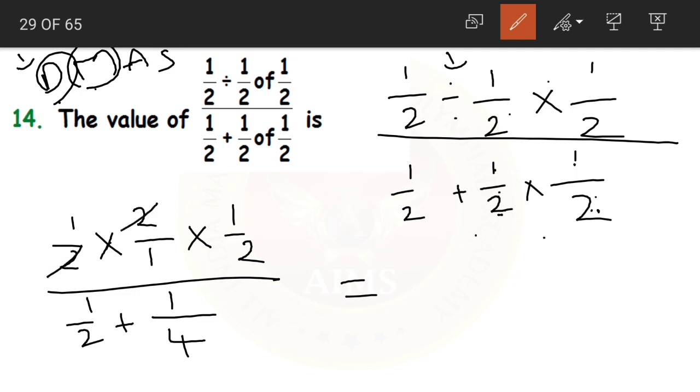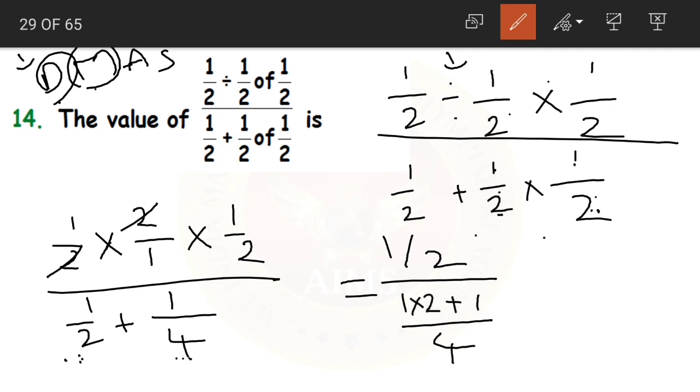Coming to the numerator, 2 and 2 get cancelled. What are we remaining with? We are remaining with only 1 by 2. And coming to the denominator, the denominators of the fractions are 2 and 4. So the LCM of 2 and 4 becomes 4. Yes, you can check. The LCM of 2 and 4 becomes 4. So I'll take 4 as the denominator. And here the numerator becomes 1 into 2 plus 1.